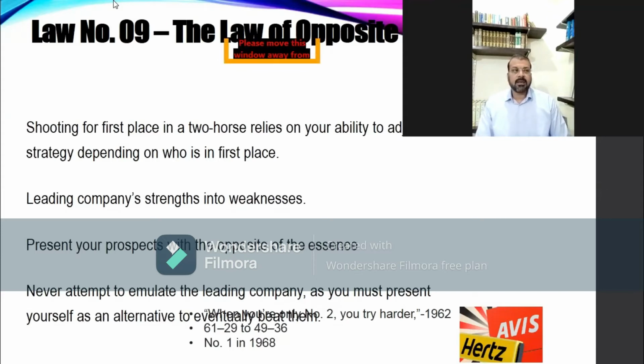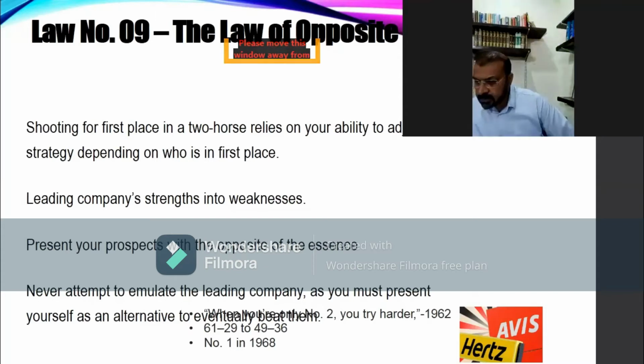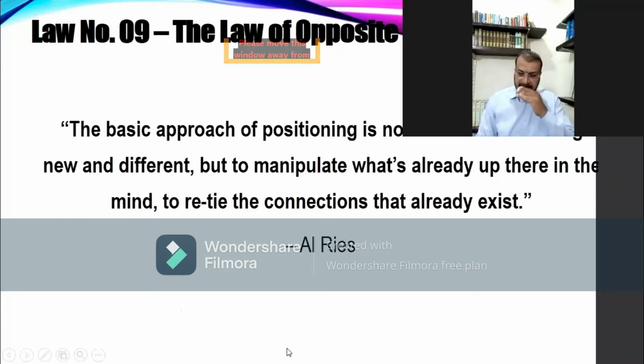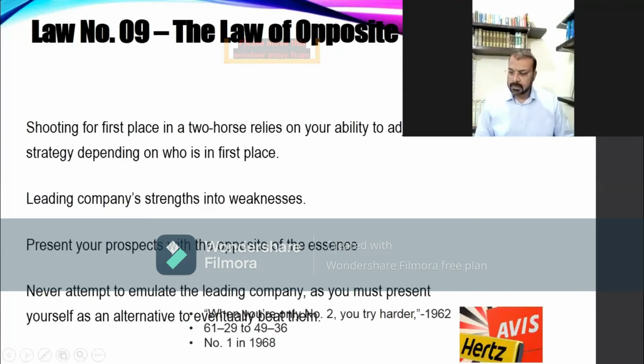So they made a slogan. Instead of telling people that we are better than number one or we are giving better services, what they did was start accepting their weakness. So, okay, we are not number one, we are number two. That's why we try harder. This was their slogan in, I guess, 1960, and they said that we are number two, that's why we serve you better, or we try harder.